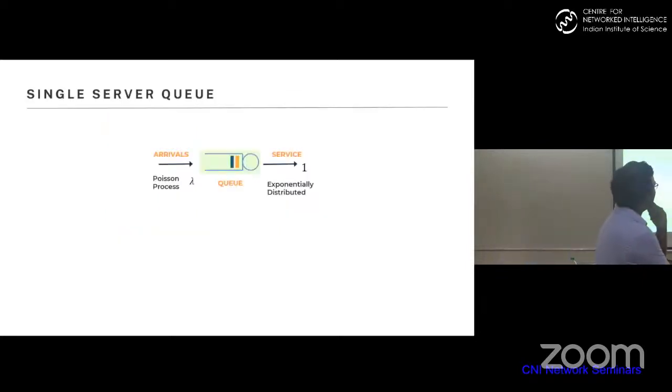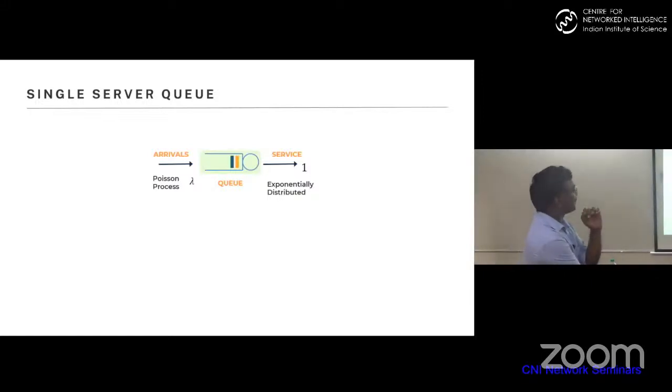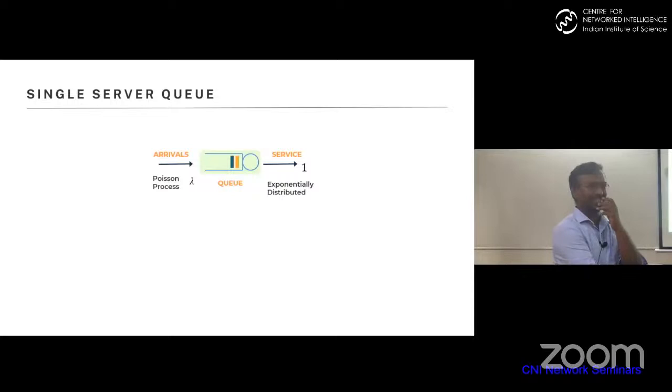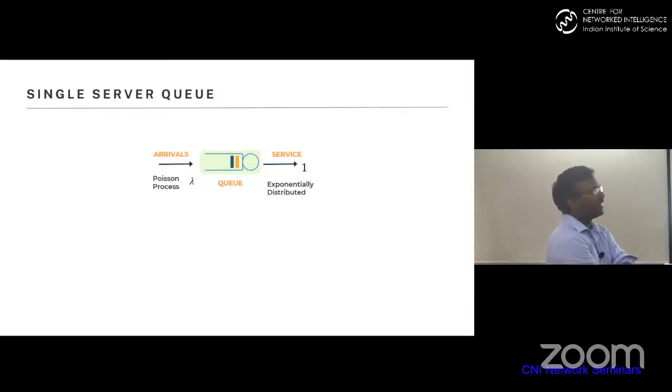So let's start. This is a talk on queues. I'm not even trying to motivate because this is a networking seminar. You know, queues are everywhere. Let's start with the simplest queue that we know, the M/M/1 queue. So this is a server. There's a waiting area, the arrivals which come according to a Poisson process with certain rate lambda. Let's say the service is exponential with rate mu.